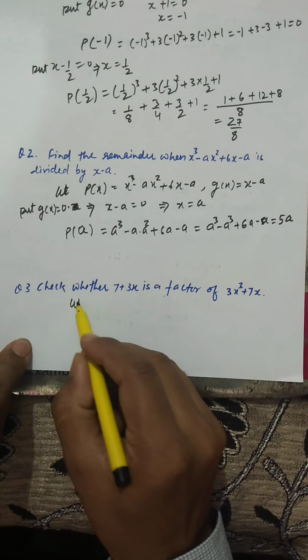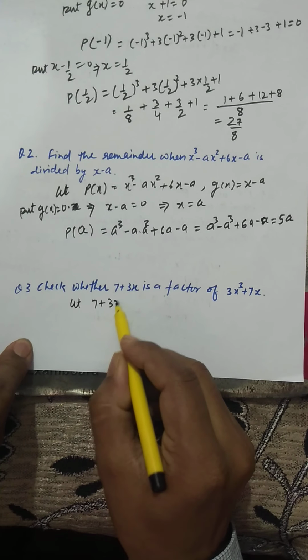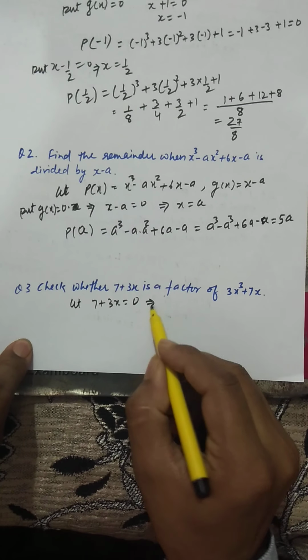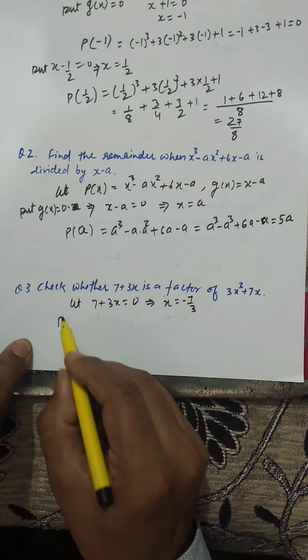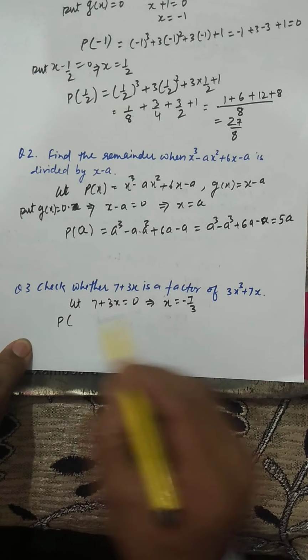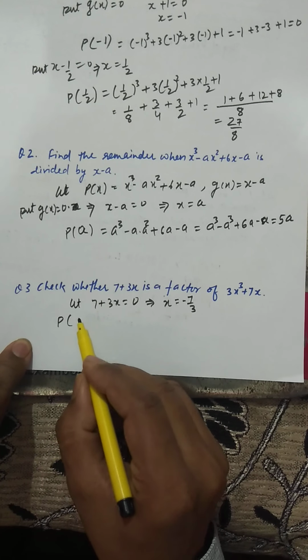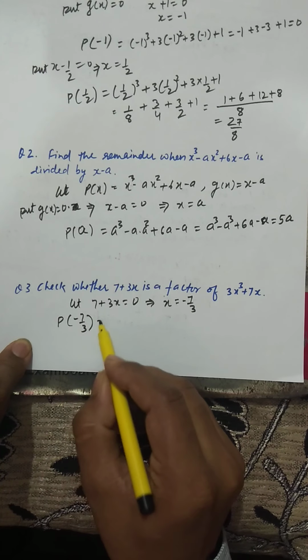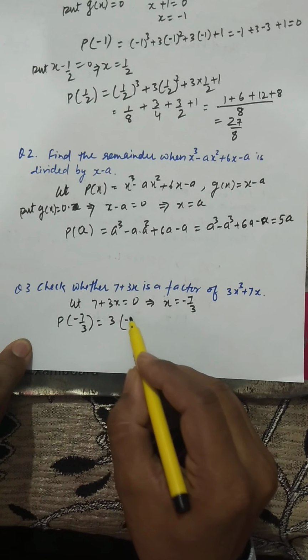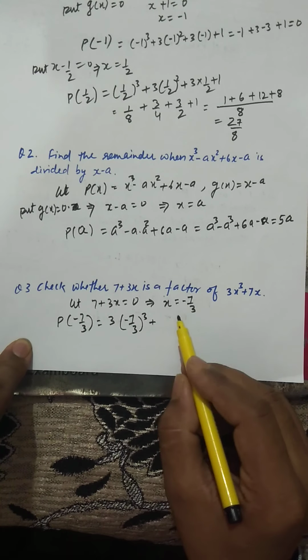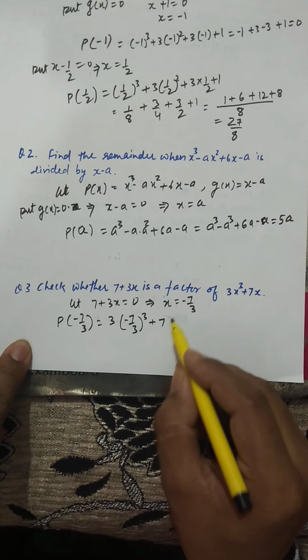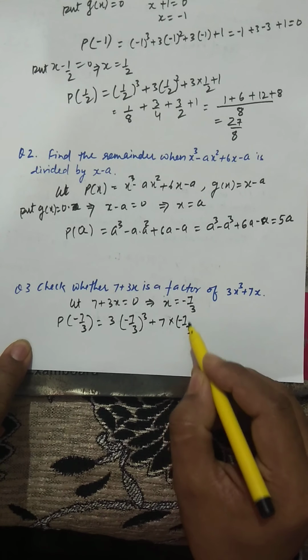So we simply put 7 plus 3x equal to 0. So you can get x equal to minus 7 by 3. And now I am putting this value in this polynomial. Let's say this is p(x). So p of minus 7 by 3, you see what answer comes? 3 into (minus 7 by 3) whole cube plus 7 into minus 7 by 3.